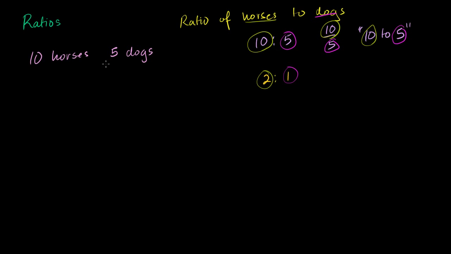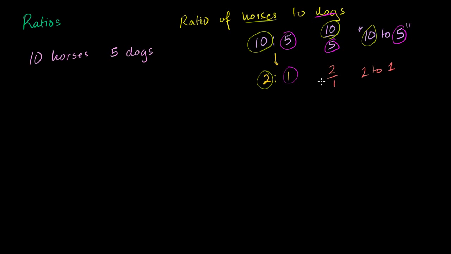But how do you get there? How do you get from 10 to 5 to 2 to 1? Well, you can think of what's the biggest number that divides into both of these numbers. What's their greatest common divisor? I have a whole video on that. But the biggest number that divides into both of these is 5. So you divide both of them by 5, and you can get this ratio into a reduced form. And if I write it here, it would be the same thing as 2 to 1.